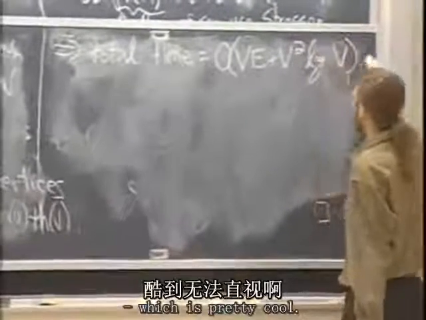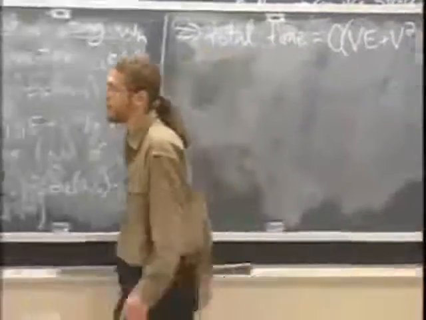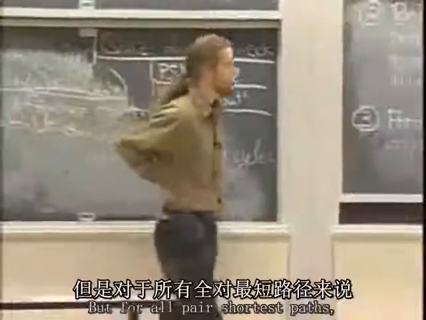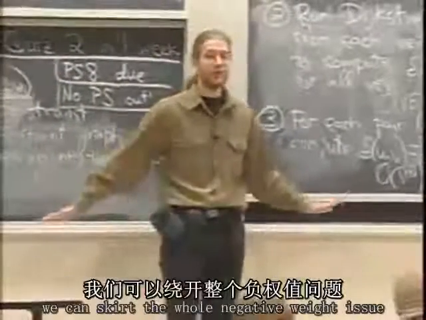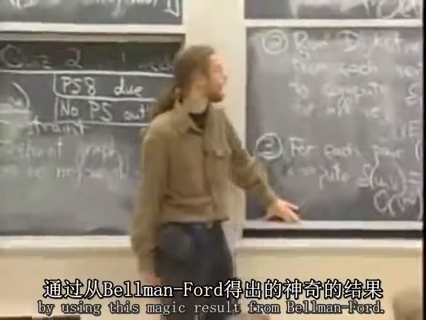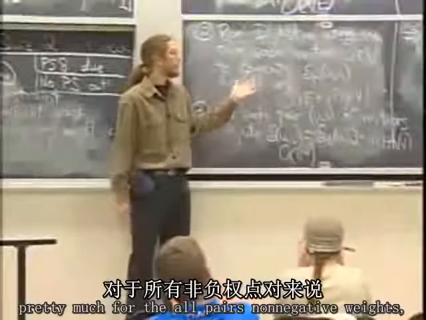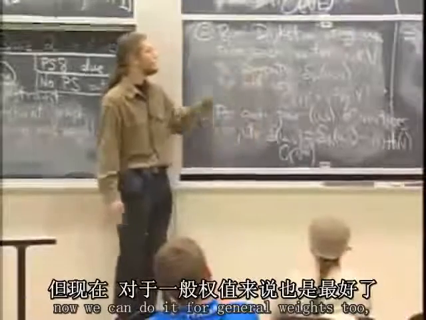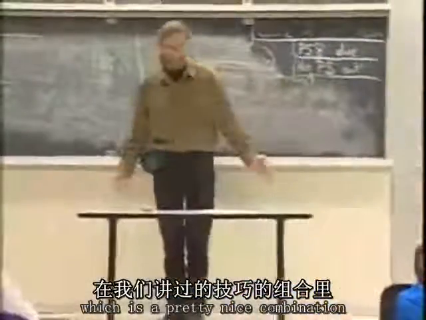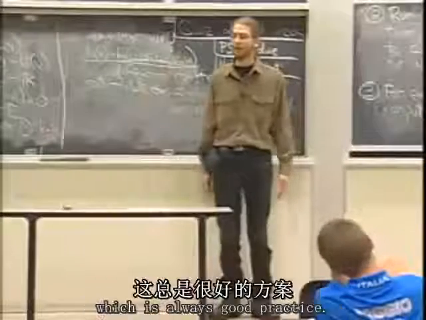Which is pretty cool. When it comes to single source shortest paths, Bellman-Ford is the best thing for general weights. Dijkstra is the best thing for non-negative weights. But for all pairs shortest paths, we can skirt the whole negative weight issue by using this magic we saw from Bellman-Ford. But now running Dijkstra n times, which is still the best thing we know how to do pretty much for all pairs with non-negative weights, now we can do it for general weights too. And it's a pretty nice combination of all the techniques we've seen in the trilogy. And along the way, we saw lots of dynamic programming, which is always good practice.